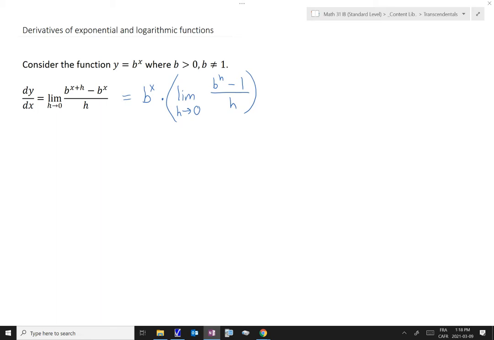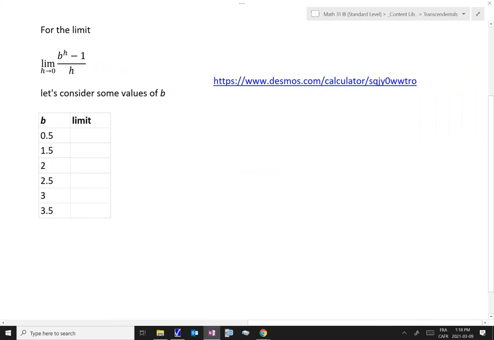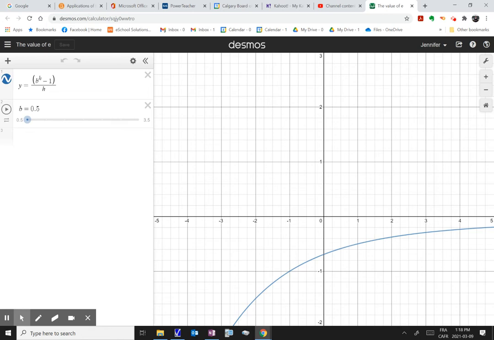So let's actually go explore some values of b and see what this limit could be. We're not going to algebraically figure it out. It's a little bit tricky, but we're going to sort of play around with it. So let's look at what is happening as h approaches 0 for some values of b. Specifically, let's start with b equals 0.5. Now, this graph kind of looks like there is actually a point there. Desmos doesn't do this super well, but if I hover over it, I can see that when x equals 0, y is undefined. But I can nevertheless see where it's close to.